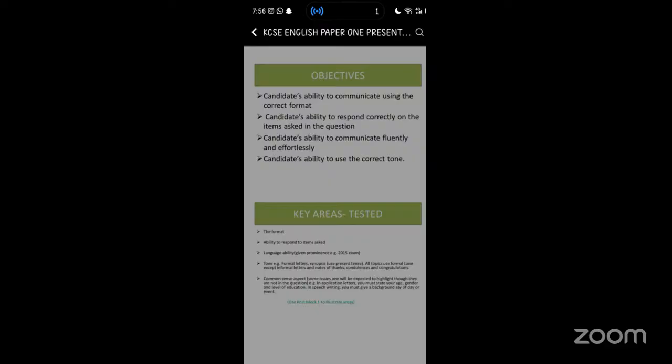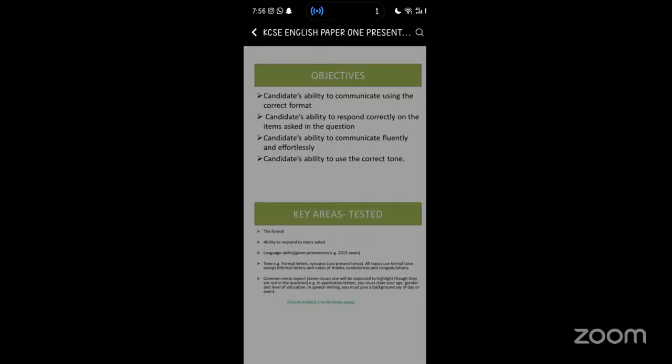The message may be different because maybe you're even sending it to a different person. But the format means that every letter must have an address, the receiver's and the sender's. It must have a salutation. It must have a signing off. That is what we call the format. And so, are you able to communicate using the correct format?